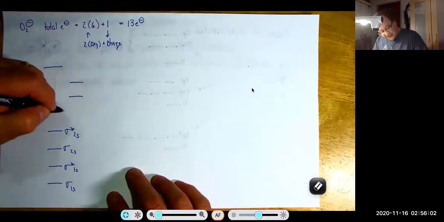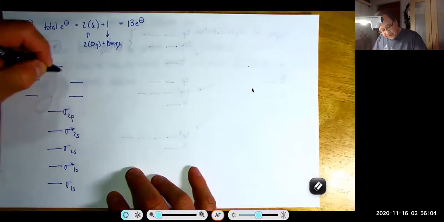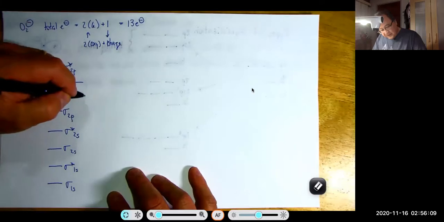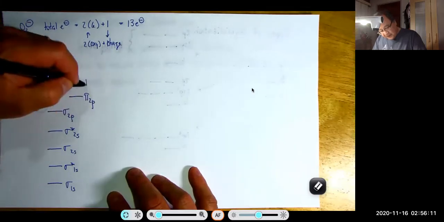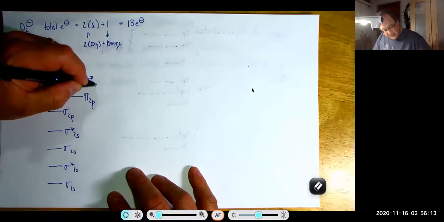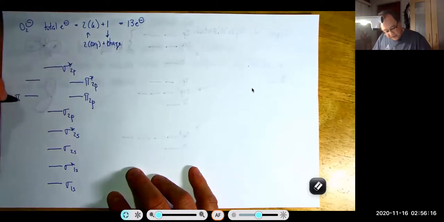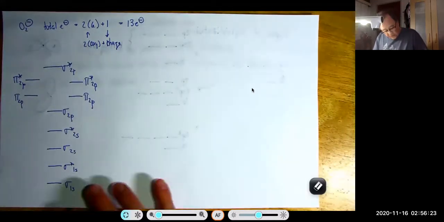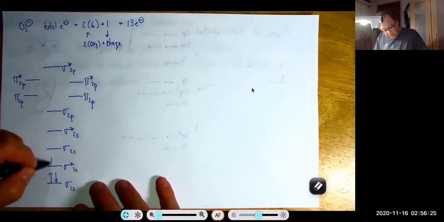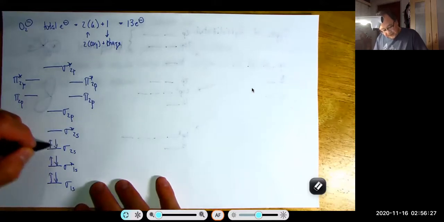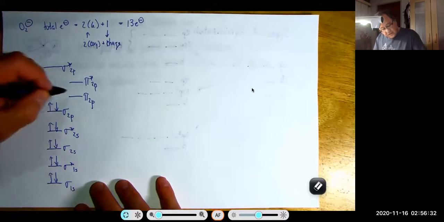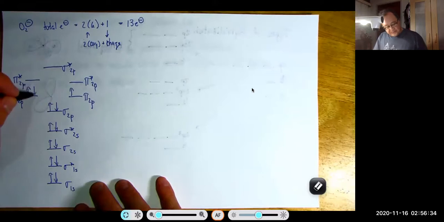So this is going to be a sigma 2p and a sigma star 2p, because this is the one above that. This is going to be a pi 2p and a pi star 2p, and this is going to be a pi 2p and a pi star 2p. And we have to put 13 electrons in here. So 1, 2, 3, 4, 5, 6, 7, 8, 9, 10, 11, 12, 13.